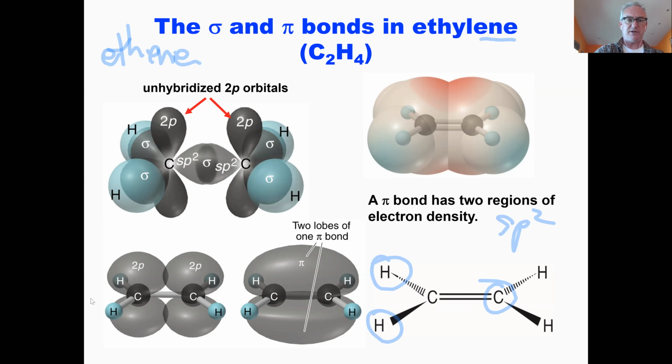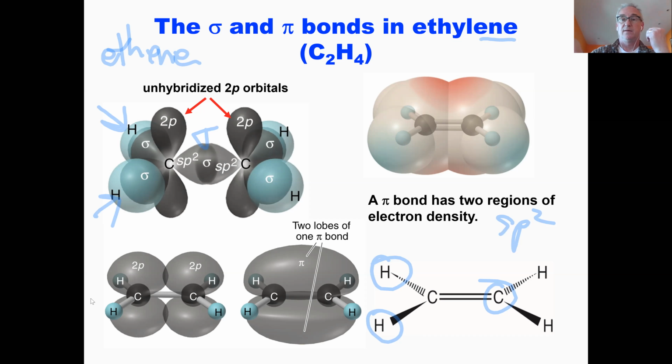So here's our sp2 hybrid orbitals making a sigma bond, because they directly overlap with each other. So the 2 carbons have sp2 here and sp2 here, and they directly overlap to make a nice strong sigma bond. The hydrogens also make sigma bonds with their 1s orbital overlapping the sp2. But where does the pi bond come from?